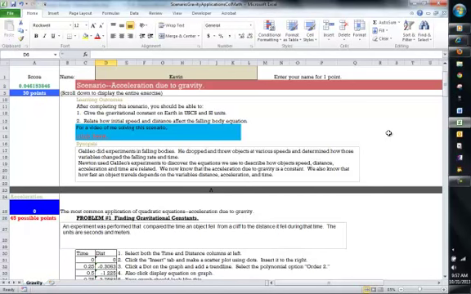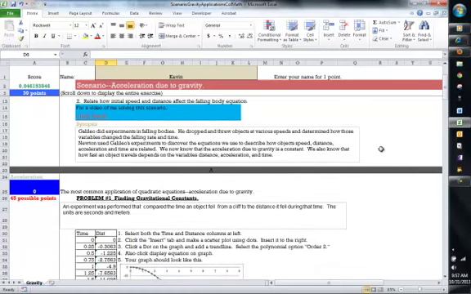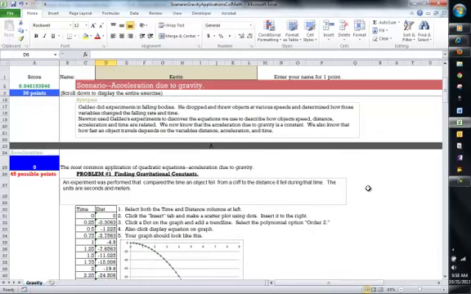Galileo did experiments in falling bodies. He dropped and threw objects at various speeds and determined how those variables changed the falling rate and time. Newton used Galileo's experiments to discover the equation we use to describe how objects' speed, distance, acceleration, and time are related. We now know that the acceleration due to gravity is a constant, and we also know how fast an object travels depends on the variables distance, acceleration, and time.